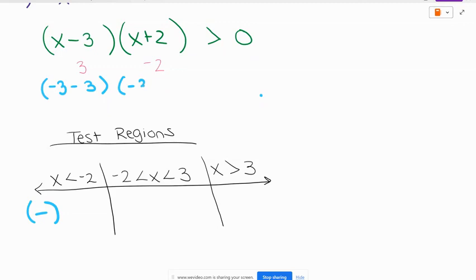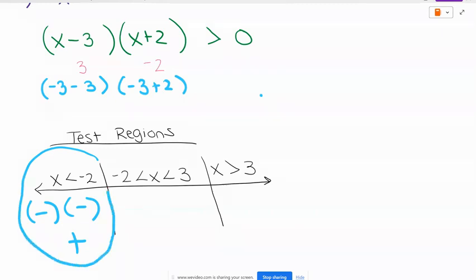All right, what about negative 3 plus 2? Is that positive or is that negative? Negative. So now I have a negative number times another negative number. What's a negative times a negative? Positive. Did we want positive? Yes, we wanted it positive. Why did we want it positive? Because we are greater than 0. We want it positive because we are greater than 0. So this is part of my solution.